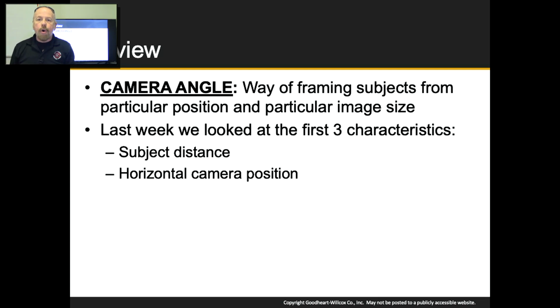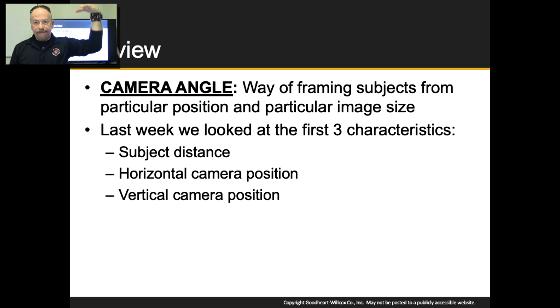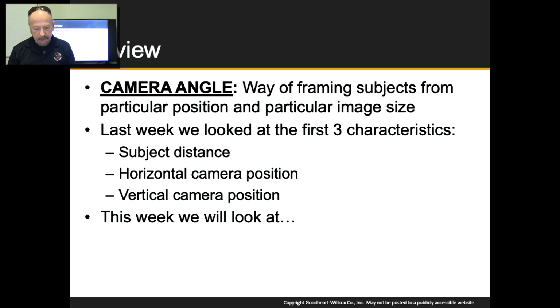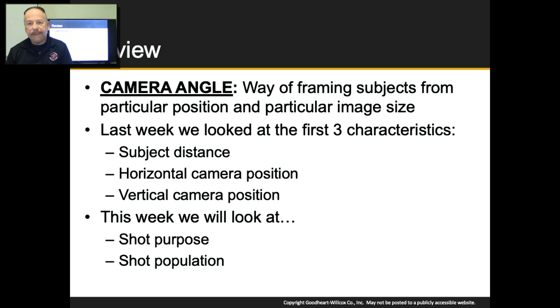And then we talked about horizontal positions, moving the camera this way. And then we talked about vertical positions and how that works. Showing somebody from up top puts them in a weaker place and makes them look small. If you want to make them look big, you come from the bottom. So this week we're going to look at shot purpose and shot population.